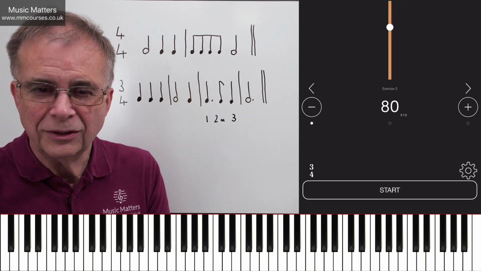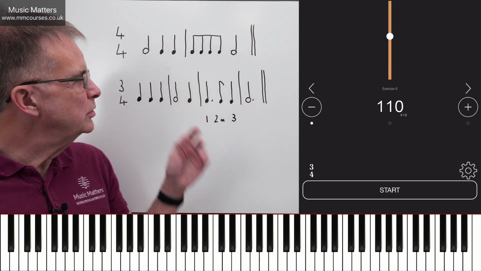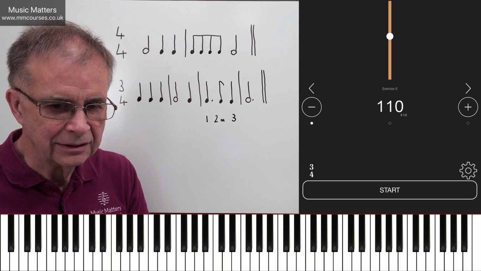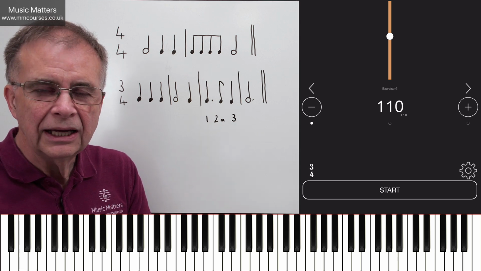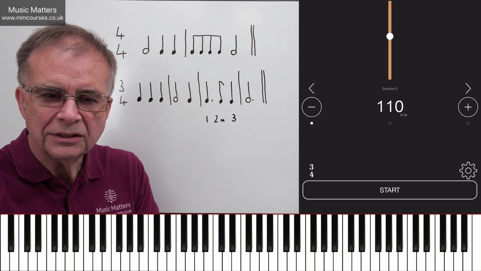Again, just rewind, rehearse it as many times as you want to. And finally, let's do this at a faster tempo, 110. Okay, so we might as well just clap this together, but let's just get used to this speed first.